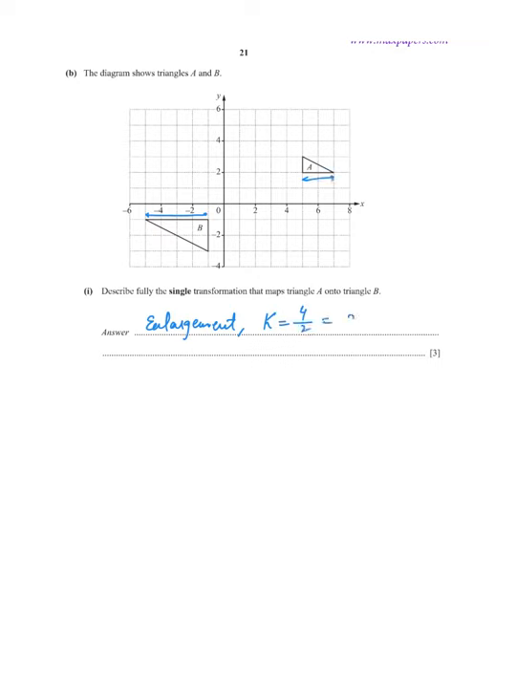So k will be 2, but it's inverted, so it will be minus 2. For the center of enlargement, first I need to connect the corresponding points. Let's suppose this is the point, and the corresponding point of this one is this point, and similarly this corresponding point is this one. So I need to connect them by a line. After joining the lines, the point of intersection is basically your center of enlargement. So the center of enlargement is (3, 1). That is your answer.